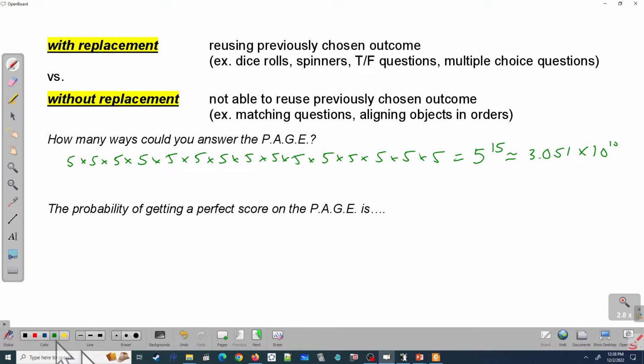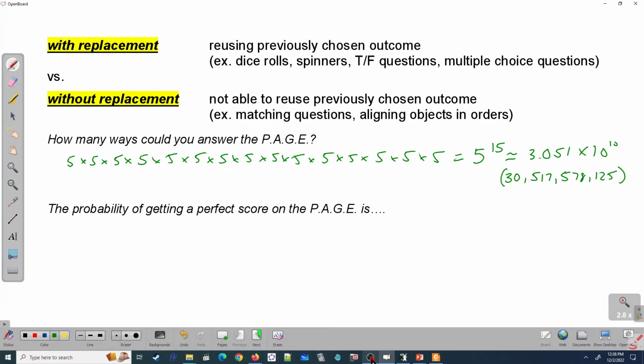And if you really want to see what that digit is, I did work it out later on, to be 30,517,578,125 different ways of doing this.